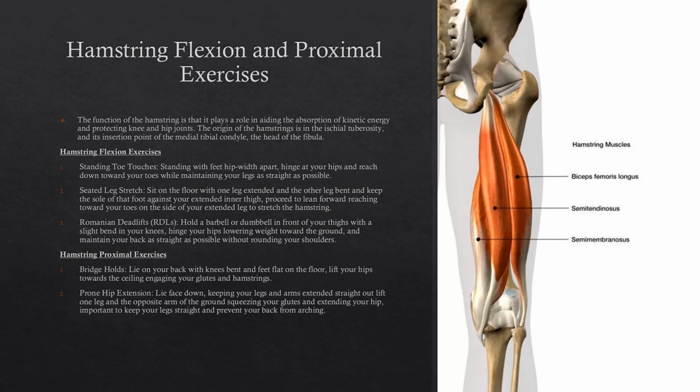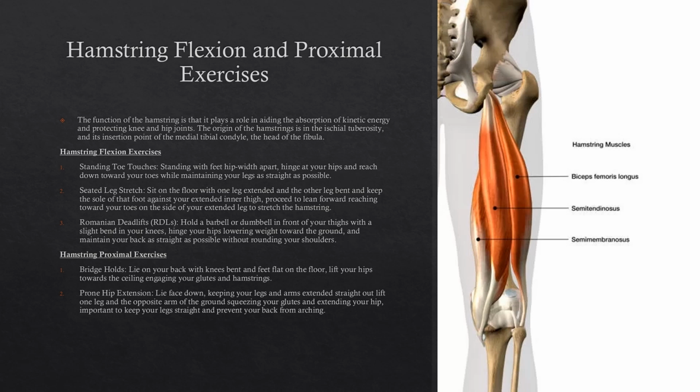For hamstring flexion exercises, I did standing toe touches. And for that, it's very self-explanatory, just standing with your feet hip width apart, hinge at your hips and reach down toward your toes while maintaining your legs as straight as possible, feeling a good long stretch on the hamstrings.